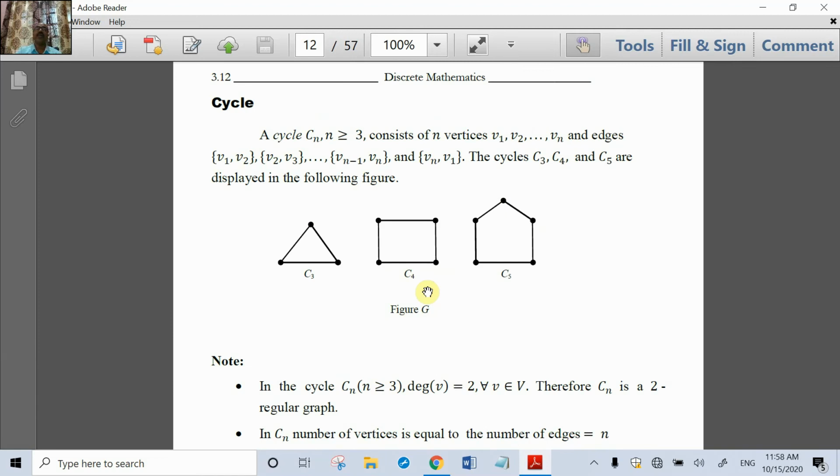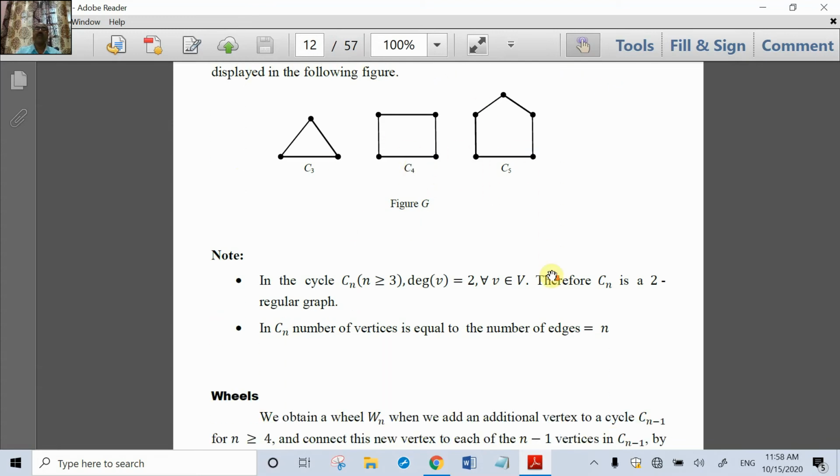Now, cycle is denoted by Cn. Cycle consists of n vertices, edges v1 v2, v2 v3, up to vn minus 1 vn, and vn v1. Cycles C3, C4, C5 are displayed here. See, in a cycle, each vertex has degree 2, therefore cycle is a 2-regular graph. And note that in a cycle, number of vertices equals number of edges.